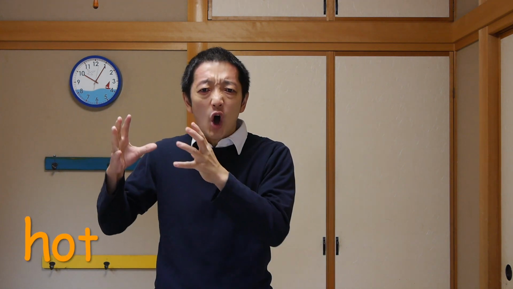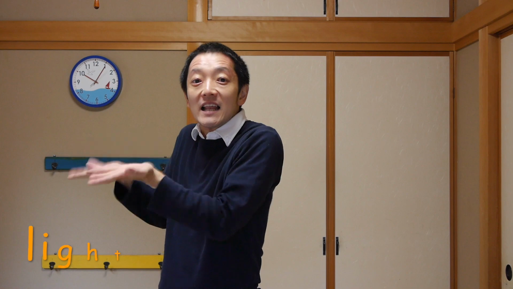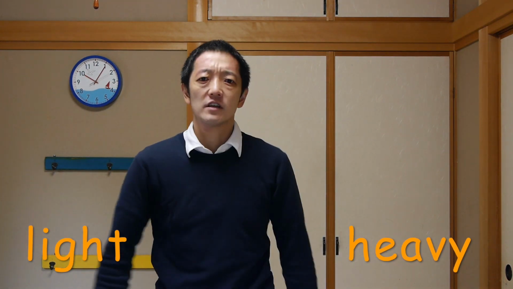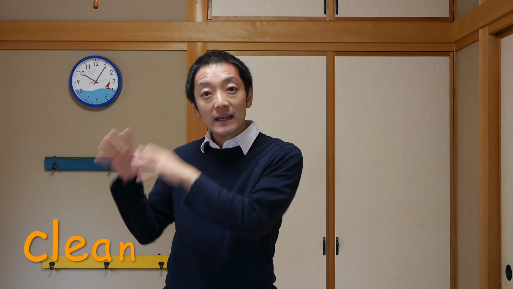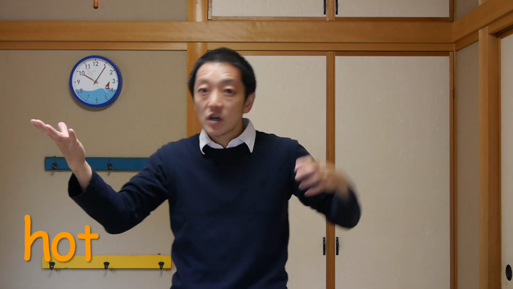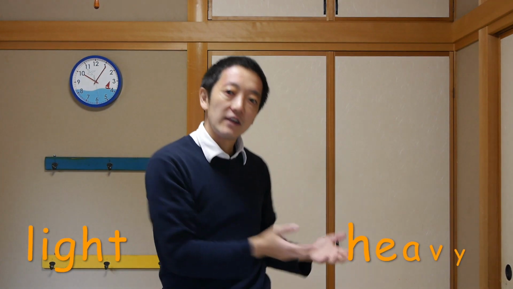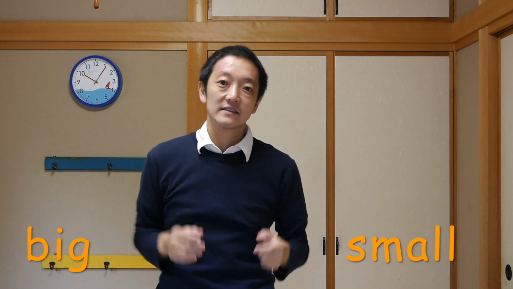All right, so today we've been having a look at some words to describe things, okay? So we've been having a look at hot and cold. Light and heavy. And we've also had a look at clean and dirty. And these words are what we call opposites. Hot, cold, they're opposite words. Light, heavy, they're opposite words. Clean, dirty, these are opposite words. Also, big and small are opposites, okay?